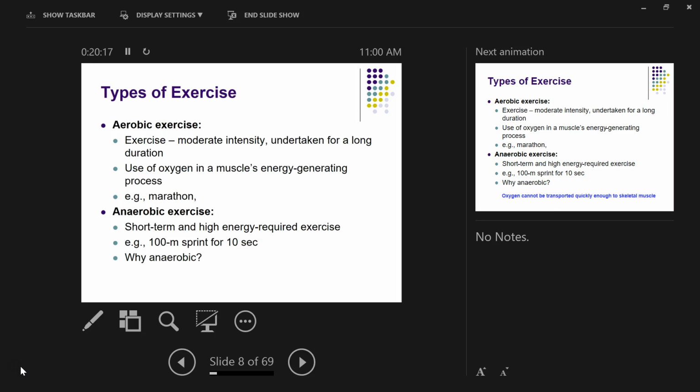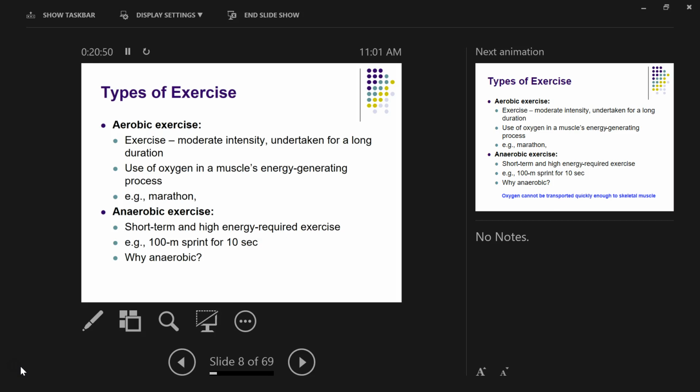And anaerobic exercise is a short-term exercise but utilizes very high energy, right? It requires high energy for exercise. So an example of anaerobic exercise is sprinting. 100 meters sprinting, right? This type of exercise only takes like 10 seconds to finish. So it's a very quick, short-term exercise.